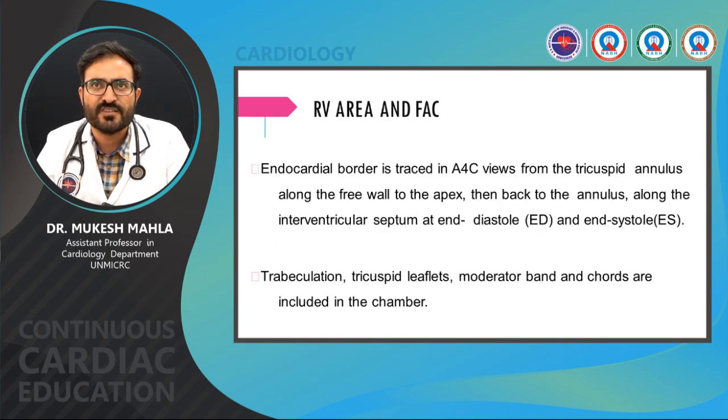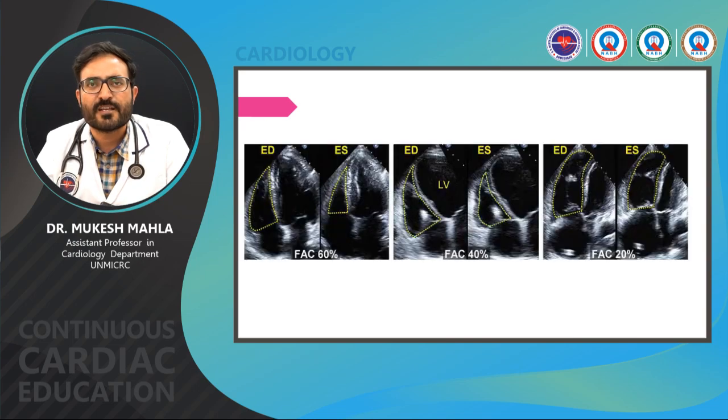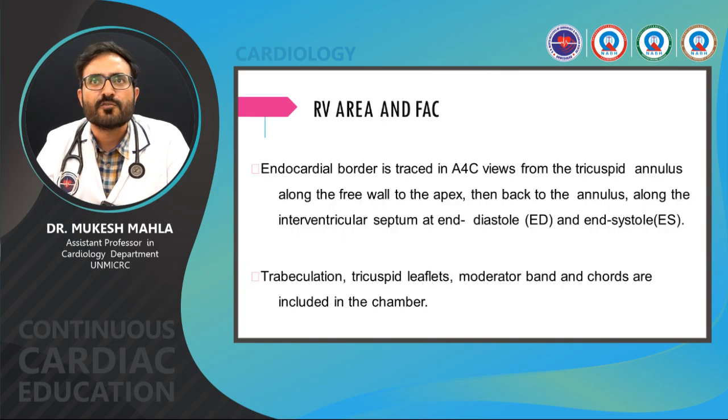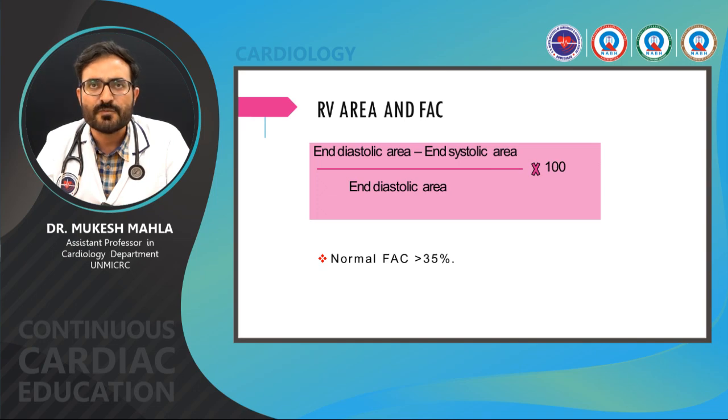RV area and fractional area change: in a focused apical 4-chamber view, we measure the endocardial border of the RV from the tricuspid annulus to the lateral wall, including the endocardial border, even the moderator band, and trace up to the apex, and then the interventricular septum back to the tricuspid annulus. So trabeculation, tricuspid leaflets, moderator bands and chordae are included in the chamber. We take both end diastolic and end systolic in a single picture.